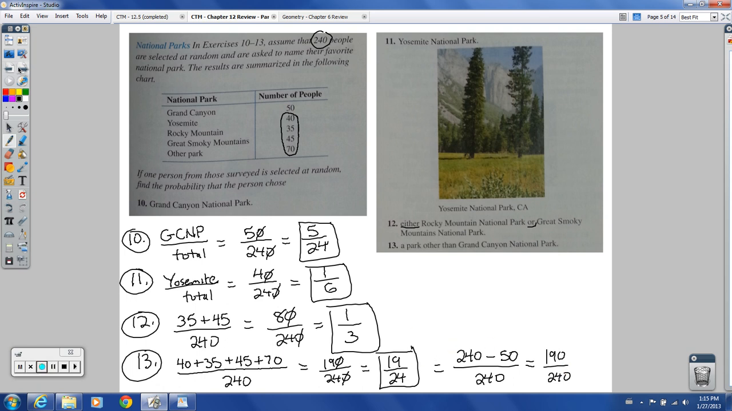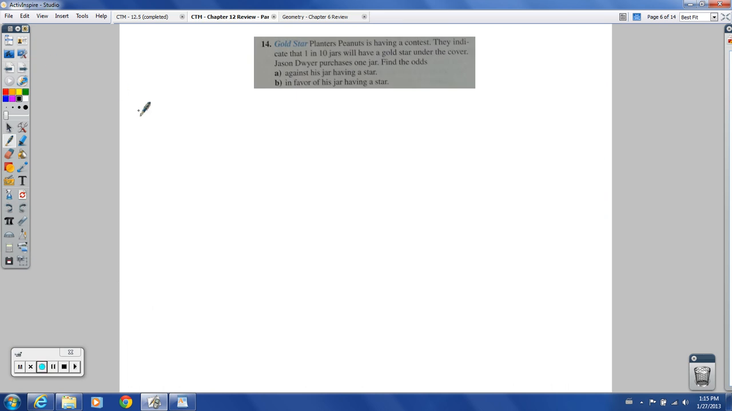Right, let's move on to number 14. 14 states this: Planters Peanuts is having a contest. They indicate that 1 in 10 jars will have a gold star under the cover. Jason Dwyer purchases 1 jar. Find the odds against and in favor of his jar having a star.